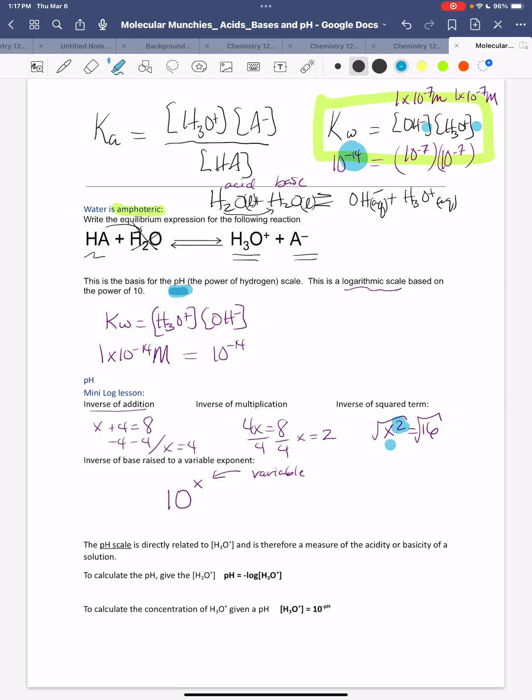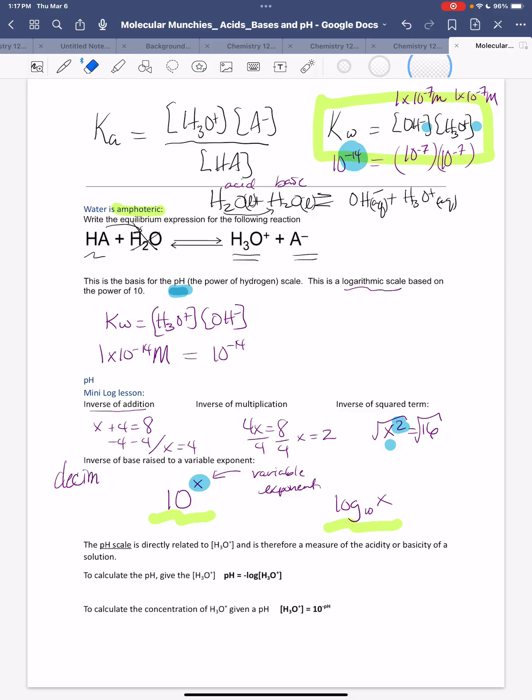Now this makes it totally different when the variable is the exponent. So we have a variable exponent. In order to undo that, in order to have the inverse of that, that's where the log function comes into play. Okay, again, some of you may have experienced this in a math class. Some of you, maybe it's been a long time, but that's the basis of the pH scale.